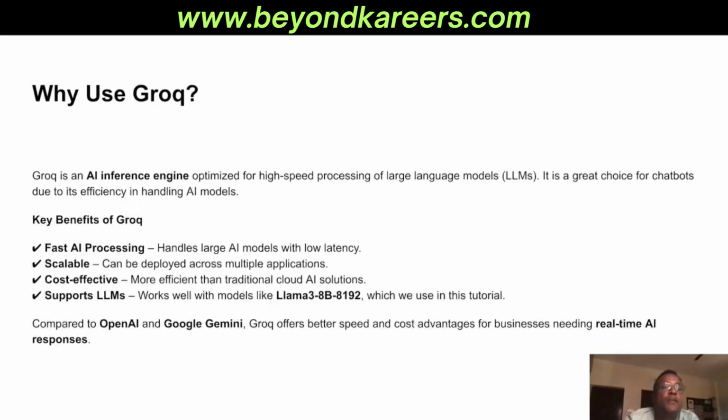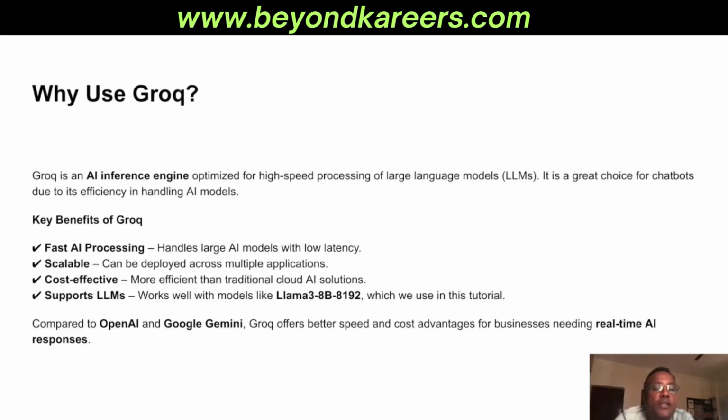Okay, so why use Groq? Groq is an AI inference engine optimized for high speed processing of large language models. It is a great choice for chatbots due to its efficiency in handling AI models. Okay, so key benefits of Groq: fast API processing, handles large AI models with low latency, and it is scalable, can be deployed across multiple applications, and it's cost effective, more efficient than traditional cloud AI solutions.